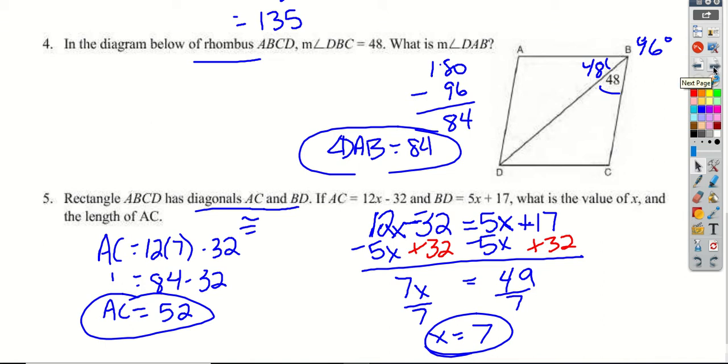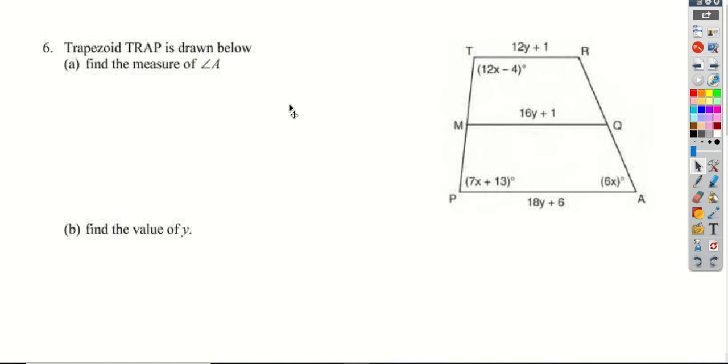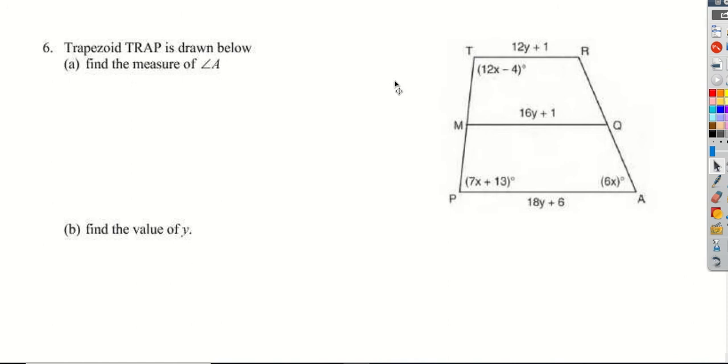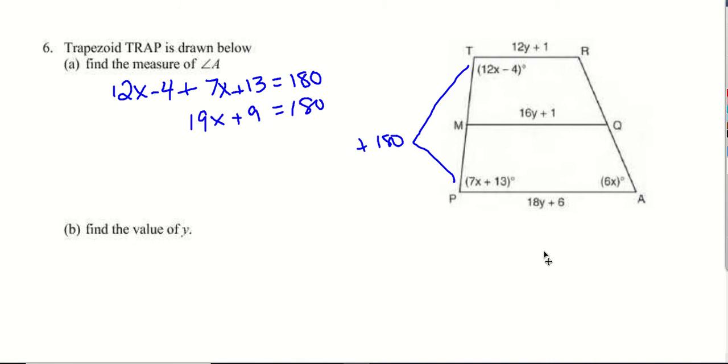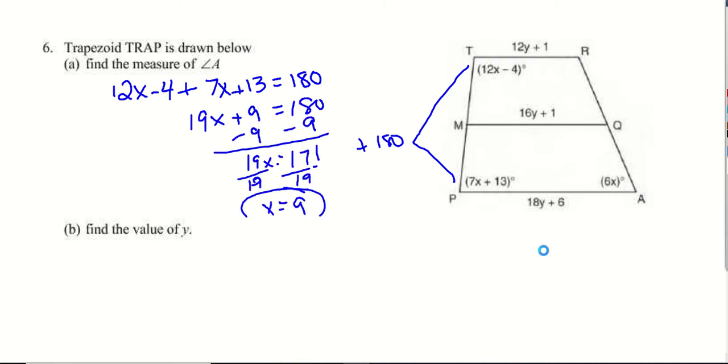So that's number 5. Number 6, okay, remember trapezoids, these two same side interior angles, if you guys remember, are supplementary. Add to 180. So we'll make our equation. We'll combine like terms. We can move that 9 over and then divide out by 19 to end up with an answer of 9. And then for measure of angle A, we're just going to take 6x and plug the 9 in and get 54.